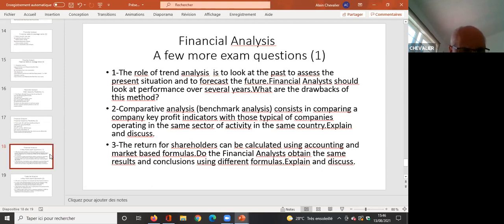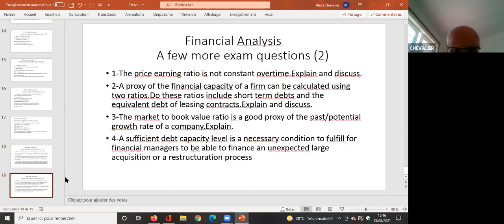So we are now just before the last slide with a few more questions, and I think you can answer these questions very quickly. Perhaps it will be more difficult for the last one, but let's try to do that. For the first one, the price earning ratio is not constant over time. Explain and discuss. We have already said a few words on that. We know that it is true.